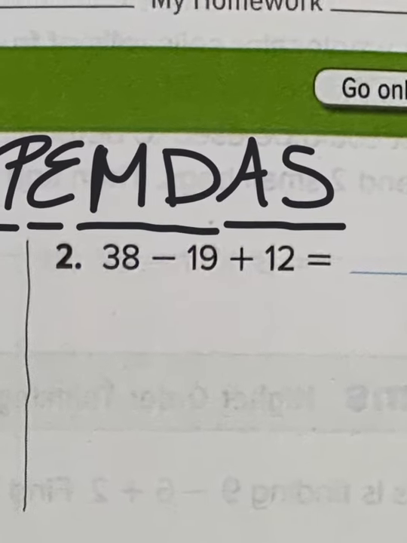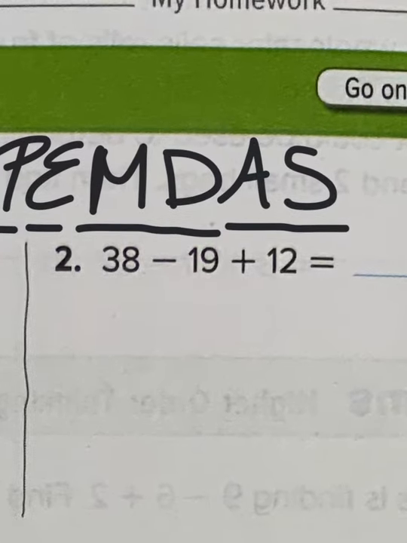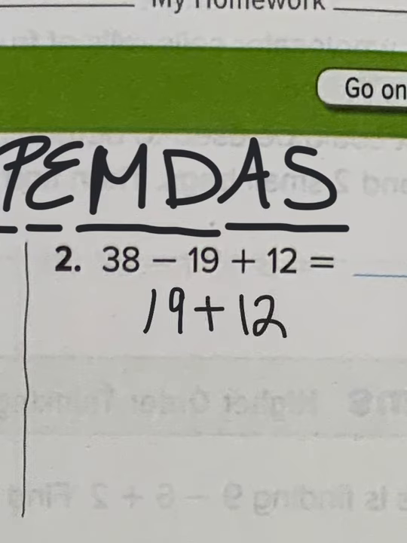And for the second one, same thing. We don't have any parentheses. We don't have any exponents. I don't see any multiplication or division, so all we have to do is subtract and add. So we'll do 38 minus 19, which will give us 19. We still have to do the 12. So 19 plus 12 will give us 31.